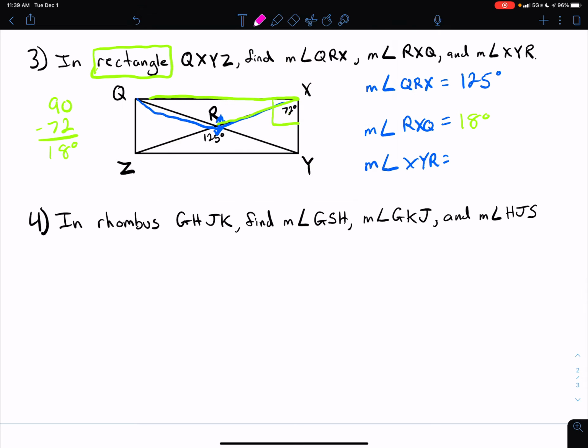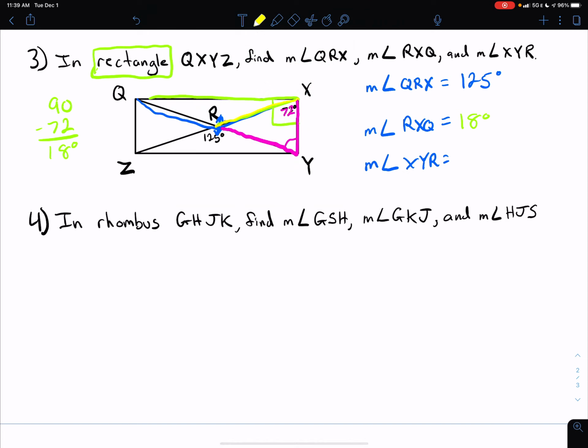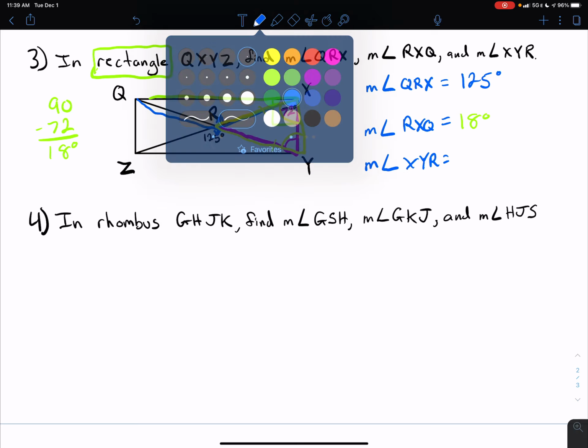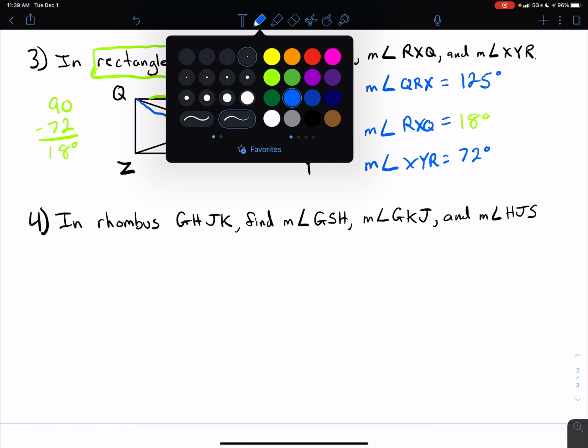All right, so now switch colors one more time. Let's go hot pink. So XYR, so X, Y, and then R. So we're looking for this angle here. We know this angle, 72 degrees, and let's go yellow here. This is an isosceles triangle. Well, what do we know about isosceles triangles? We know that this angle and this angle are the same. They're congruent. So I can say that XYR is 72 degrees.